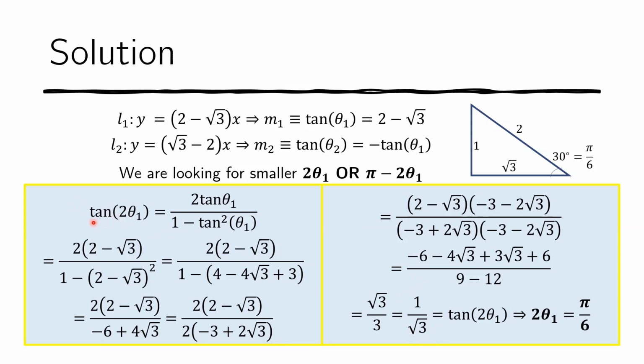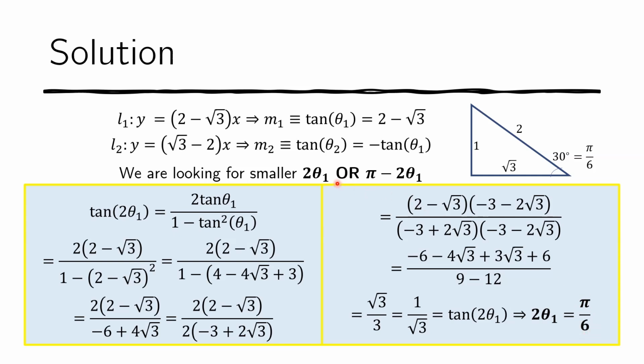At the very beginning, we're looking for the tangent of 2 times theta sub 1, and we just write it here. And we notice that this is a special angle, this 2 theta sub 1, because this is a special value, and that is from this triangle. If you have pi over 6 here, then the tangent of this is just this over this. And so we conclude that 2 theta sub 1 is equal to pi over 6.